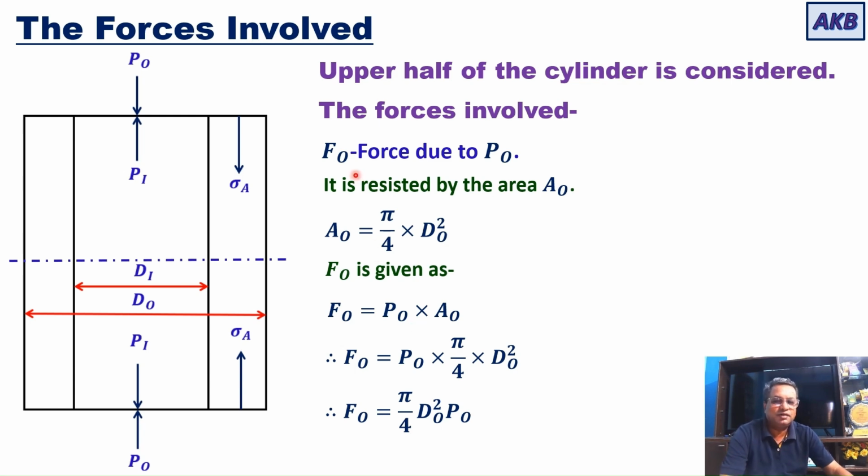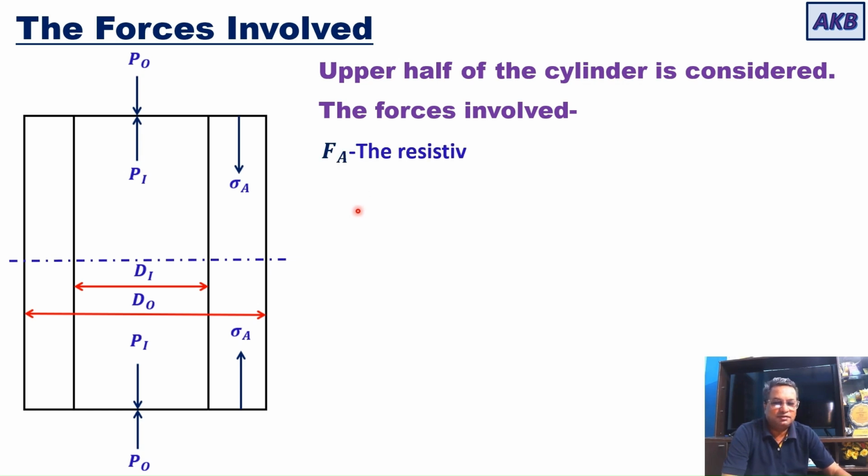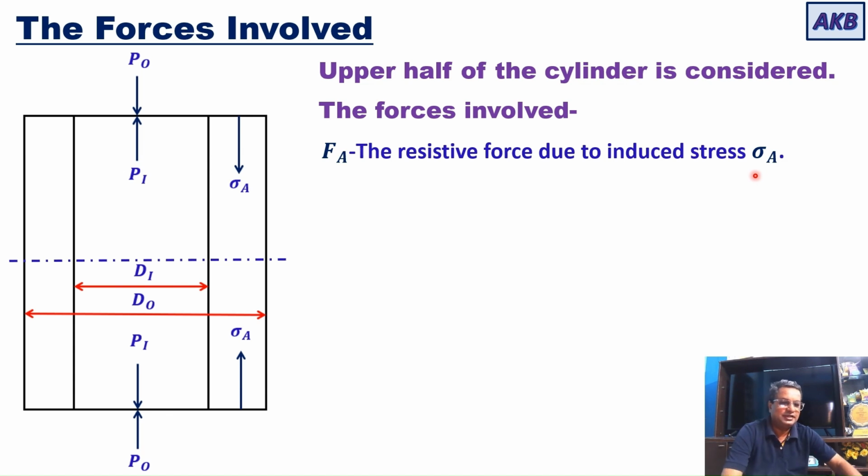Okay, so the second force involved is the force due to the external pressure Po. We are denoting it by Fo, and it is given by this equation. Fo is equal to pi by 4 do square into Po. Then the third force that is involved is the resistive force, which comes into the picture due to the induced stress sigma A. Sigma A is induced in the wall of the vessel to resist the pressure force. Okay, so therefore the third force that is involved is Fa. And what is this? This is the resistive force that is due to the induced stress sigma A.